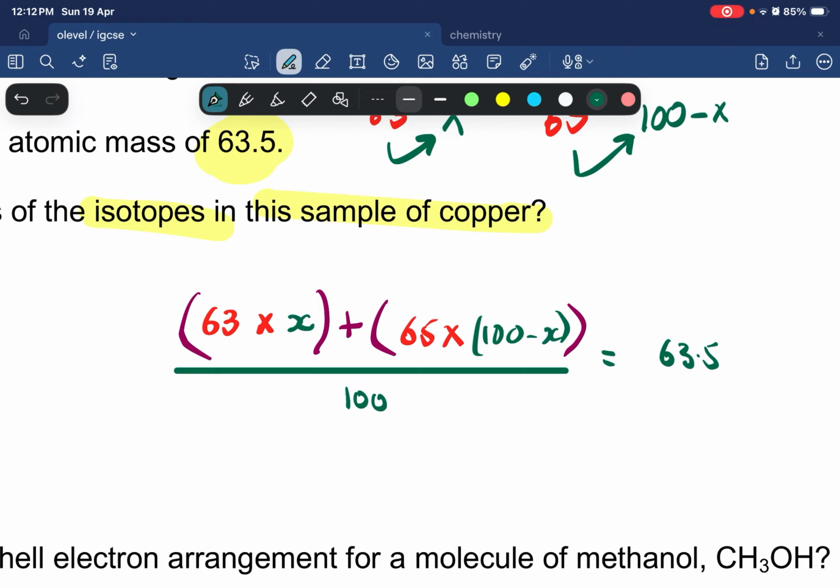Sure. Now what do we do? We just find the value of X from here. We make equations like 63X plus 6500 minus 65X equals 6350.